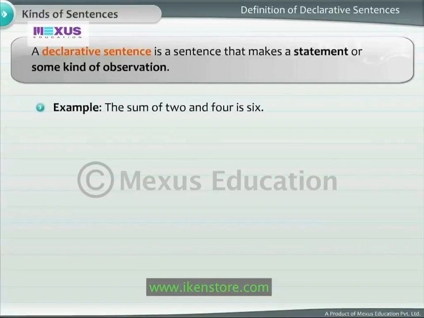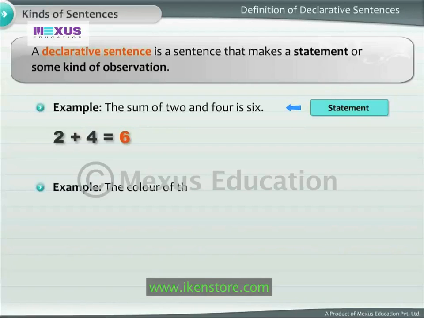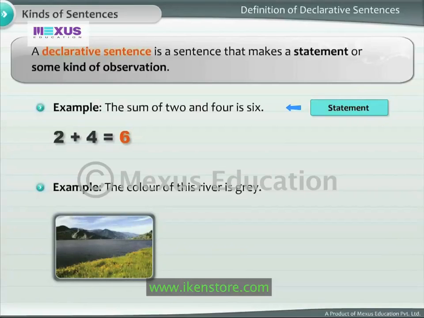Read this sentence. The sum of 2 and 4 is 6. This is a declarative sentence. It is making a statement. Now read the other sentence. The color of this river is grey. This is also a declarative sentence. The speaker is making an observation.